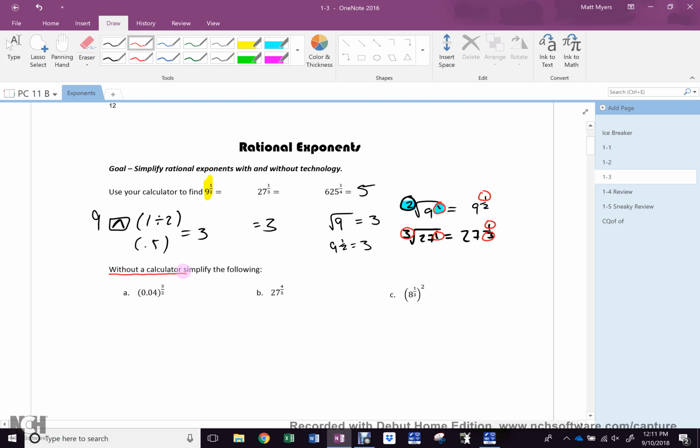Without a calculator, what do you do with 0.04 to make it into something you can figure out without a calculator? You make it a fraction, 4 over 100. All that to the 3 halves. Now, what do you know about the denominator?